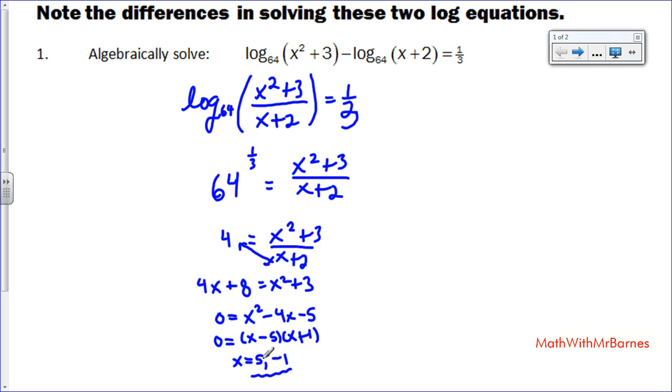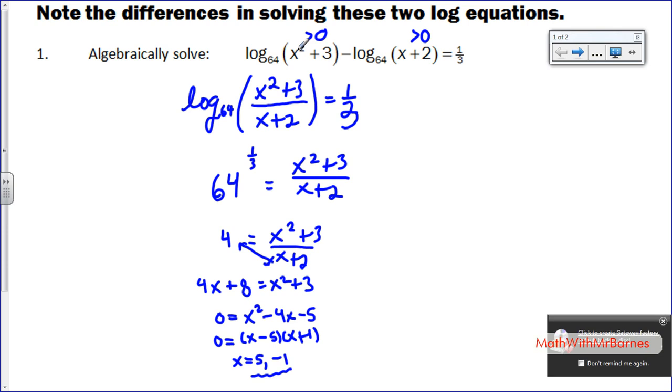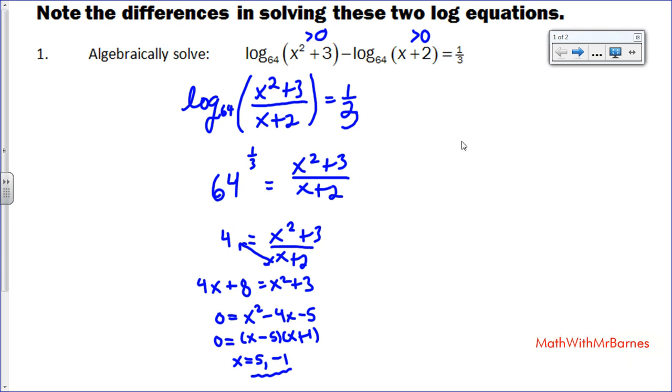Now I have to do a quick check to see if they'll work. So I go back up and substitute my 5 in here. 5 squared plus 3 is a positive number. Remember, what's inside the log has to be greater than 0. Same with this one, it has to be greater than 0. So both of these numbers are going to work because I have a square there. The next thing I have to do, now this messed me up here. Let me see.